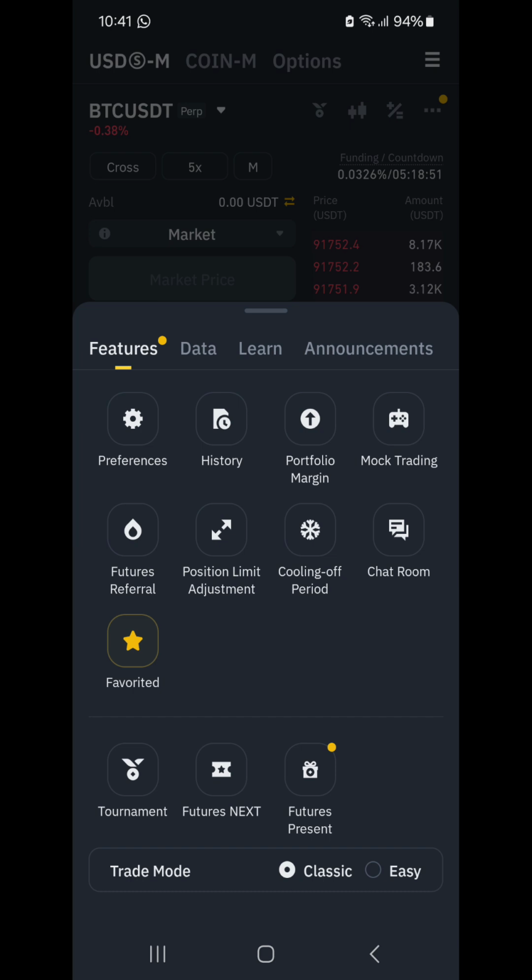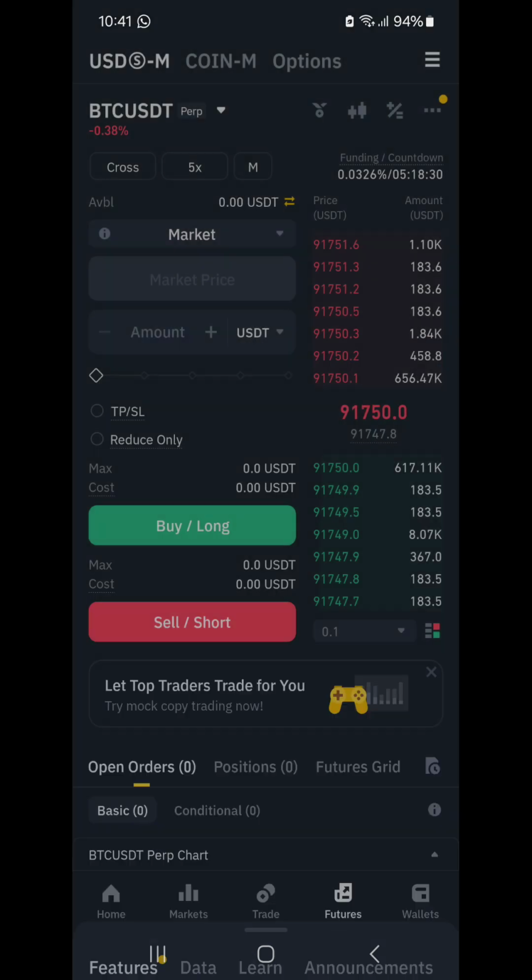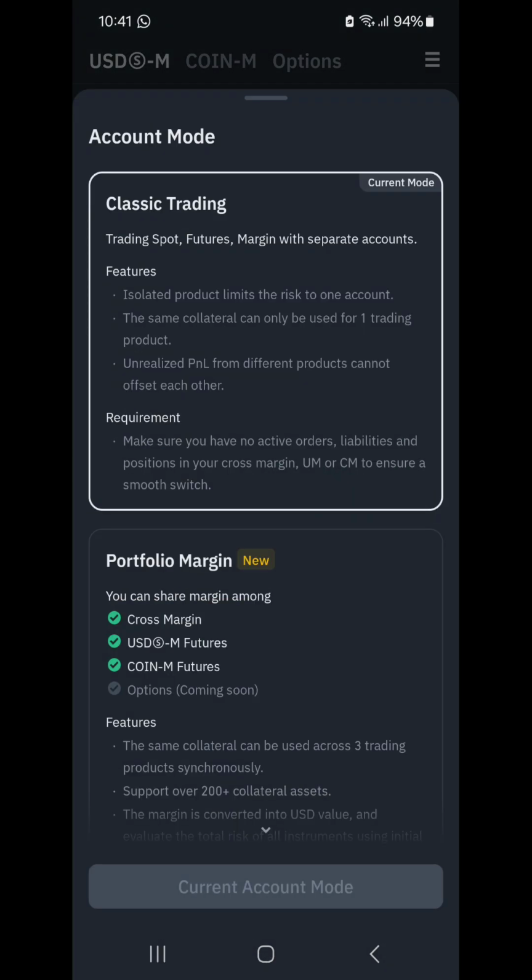We have the futures, we have data, learn, and then announcement. We are still under the futures, which is basically the more important tab here. We have looked at preferences, and history is a normal thing. We have checked mock trading. So now we are going to look at the portfolio margin, right? Just hit that. When you hit this, we see at the top there account mode.